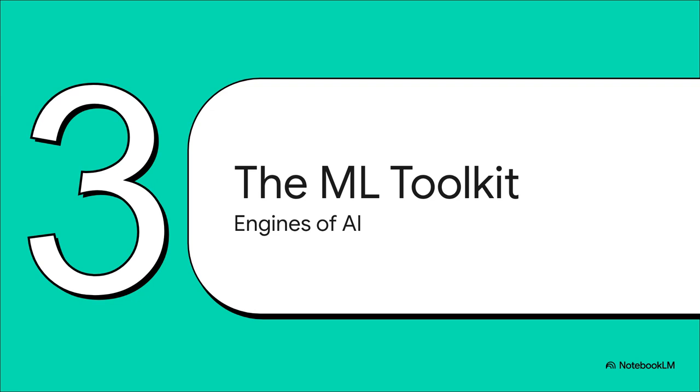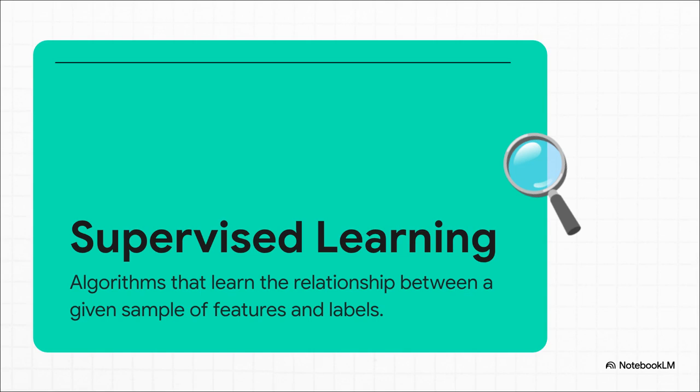Section 3, the machine learning toolkit. All right, so we have the fuel. Now let's look at the engines. First up in the toolkit is supervised learning. This one is heavily relied upon in finance. Basically, you give the algorithm a massive sample data set where both the features and the labels are already known. You show it, say, thousands of past borrowers, and tell it exactly who defaulted and who didn't. By doing that, it learns the specific rules so it can accurately predict outcomes for completely new borrowers.